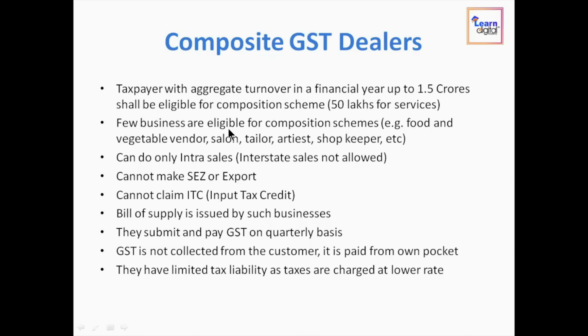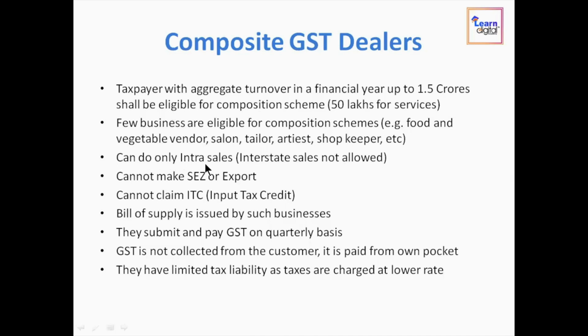Few businesses are eligible for the composition scheme. The scheme is available only for a few businesses, not for all businesses. For example, food and vegetable vendors, saloon, tailor, artists, shopkeepers like this, or grocer shops, all these can go for the composition scheme. Why can they go for the composition scheme? We'll come to know with the following points.